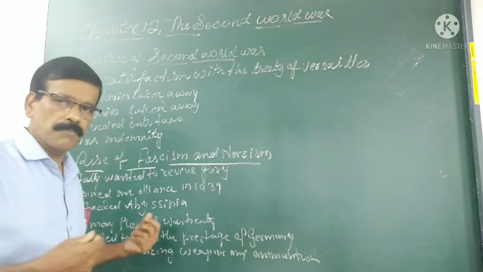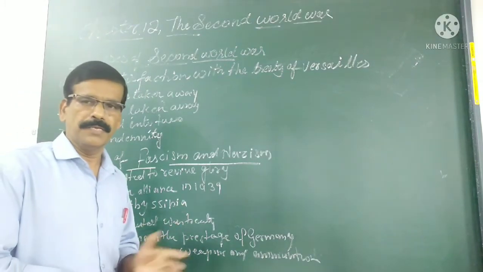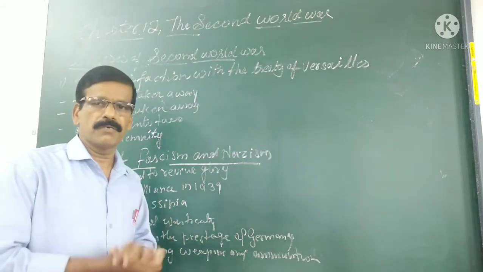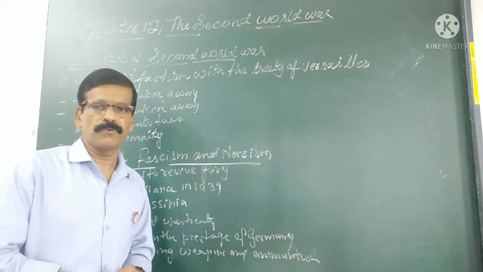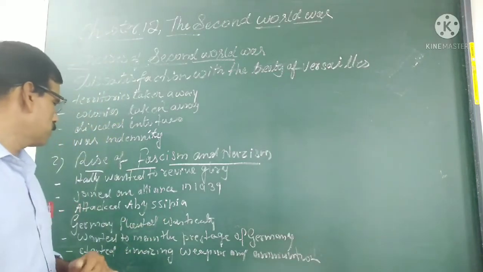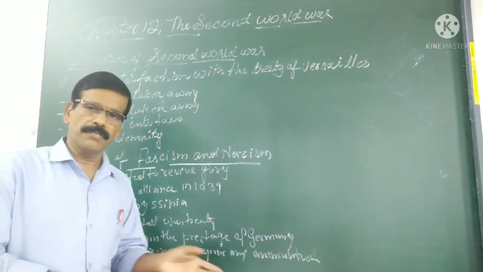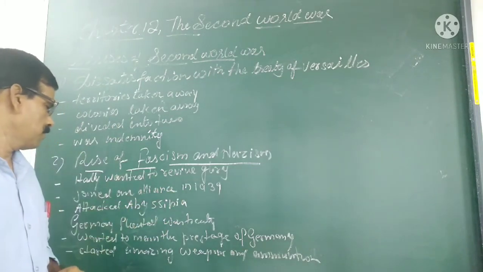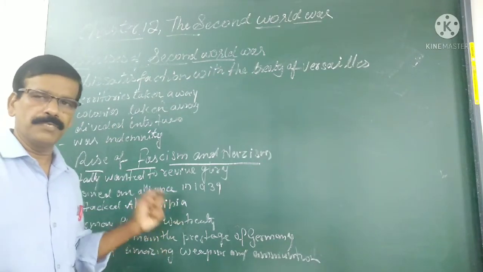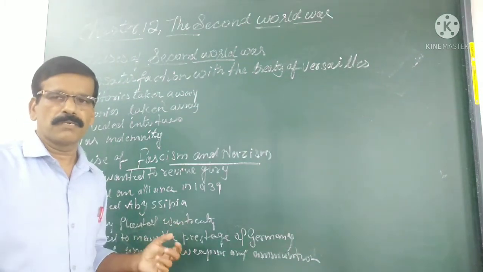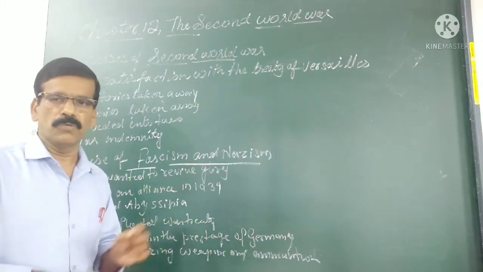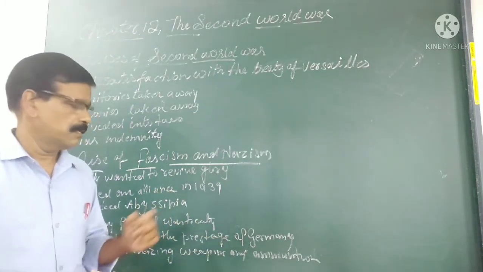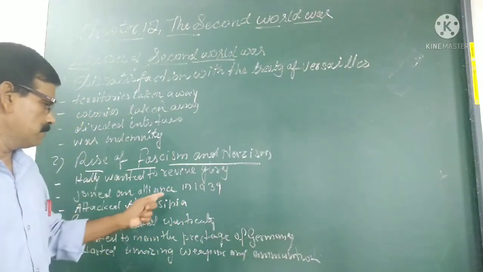And when Mussolini came into power in Italy, he wanted to bring back or revive the past glories of Rome. And for this purpose, he joined an alliance with Germany in 1939, and he attacked Abyssinia. But the League of Nations could do nothing much against him. He attacked Abyssinia also.